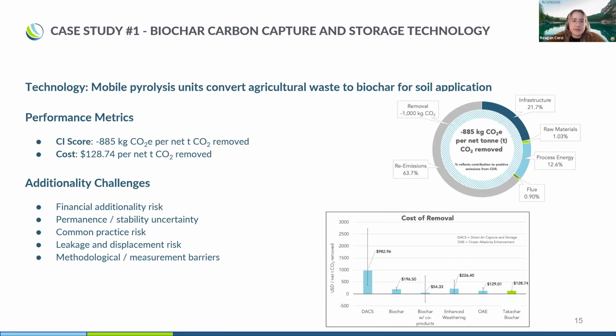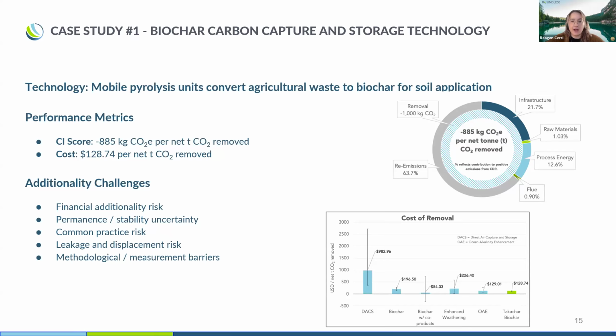Then we have this permanence stability uncertainty. Soil applied biochar may degrade, oxidize, and re-release carbon over longer timeframes. So it's important to be very clear on the time frame that you're assessing, that you're demonstrating permanence reliably, and that you're verifying those additionality claims and the permanence of the CO2 that is stored. There's also a risk of leakage or displacement.